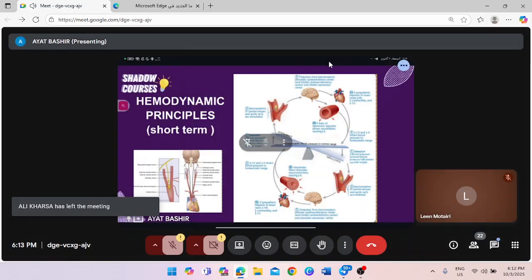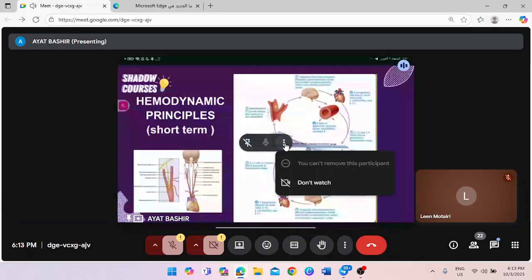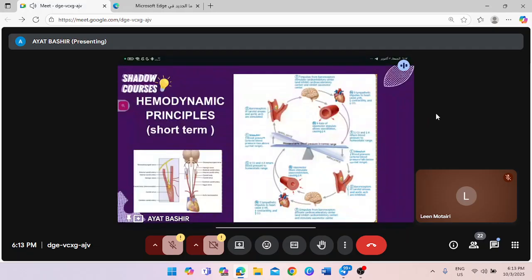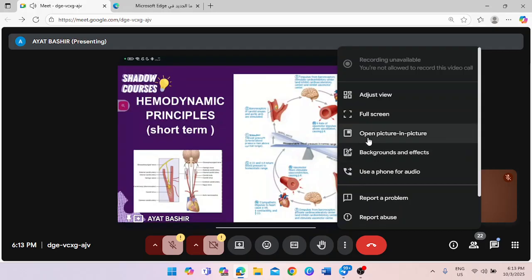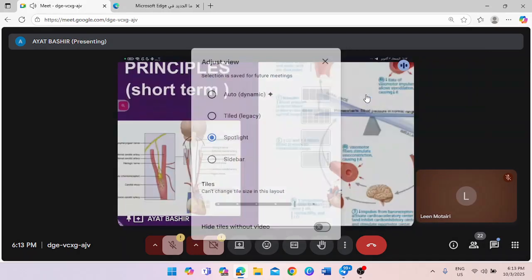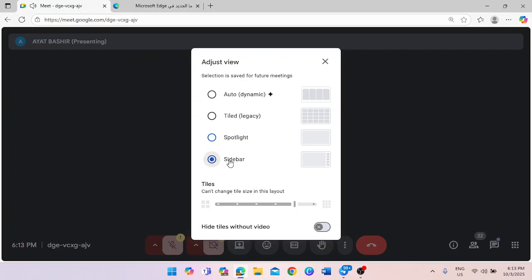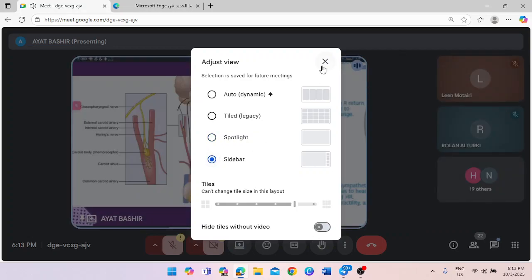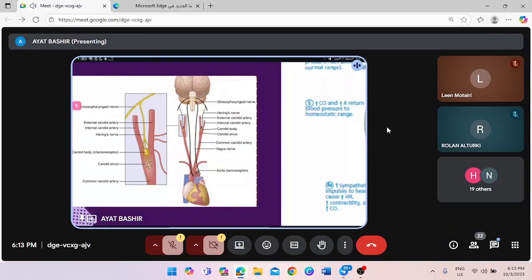So first, before we talk about hypertension, we will start with the hemodynamic principles of blood pressure. We have short-term regulation and long-term regulation. We will start with the short term. First, we have the baroreceptor. As you see here in the picture, the baroreceptor is located in the carotid sinus or the carotid body. Here we have the chemoreceptor. Also, it's located in the aortic arch.